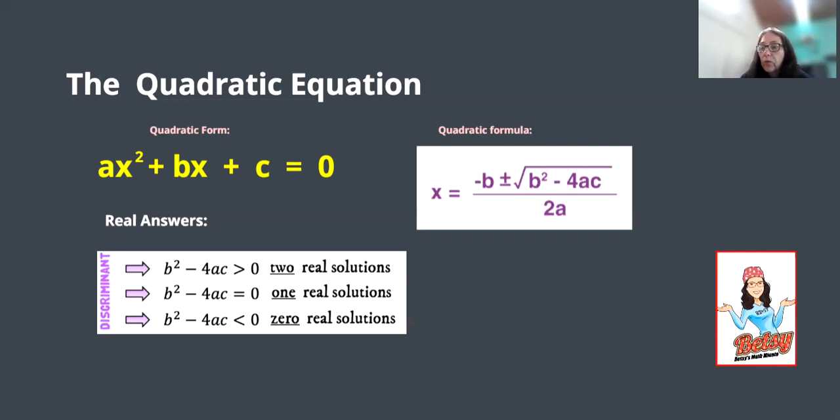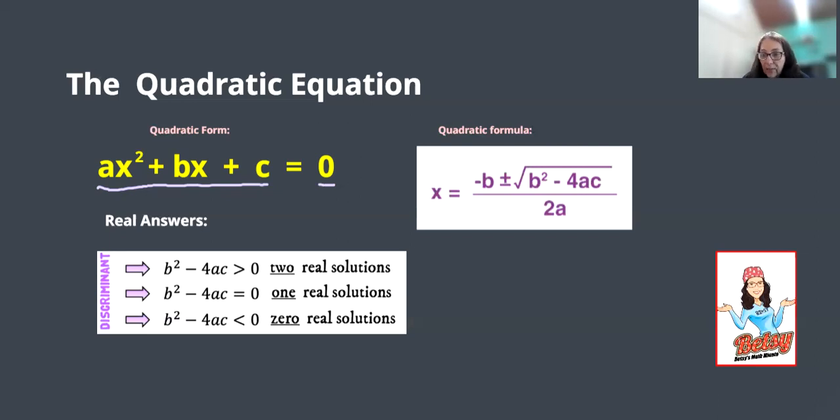So what's going on with the quadratic formula? First of all, in order to use your quadratic formula, your equation must be in quadratic form. This right here is quadratic form. Your equation must equal 0. If it doesn't, you're not going to be able to use the quadratic formula until it does, because your A, B, and C could be off.